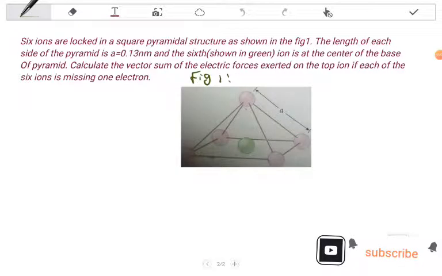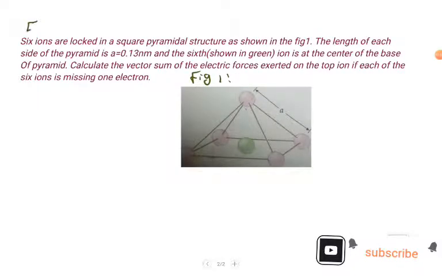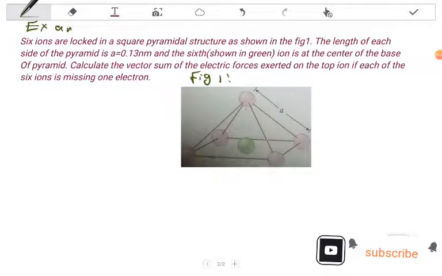So let's look at this one here. This is going to be our example 2, since in the last video we solved the other one. It says 6 ions are locked in a square pyramidal structure as shown in figure 1. So this is the pyramid. You know how a pyramid looks. So you've got 1, 2, 3, 4, 5, 6.